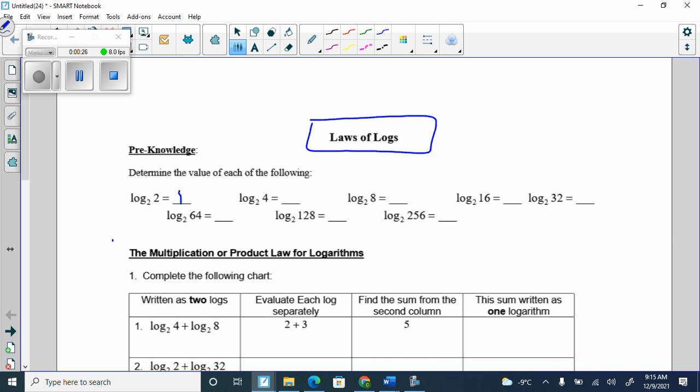So, 2 to what power is 4? 2. 2 to what power is 8? Okay, we'll go back. We'll go through these rest in a second.